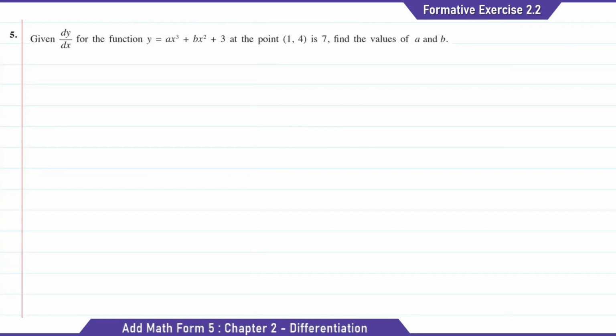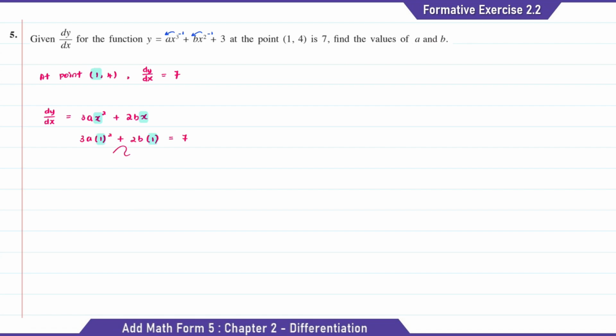Question number 5. Given dy/dx for the function y equal to ax cubed plus bx squared plus 3 at the point 1, 4 is 7. Find the value of a and b. So here the gradient of the tangent at the point 1, 4 is equal to 7. To get the value of 7, we need to substitute the x coordinate, which is 1, into the dy/dx. First, we're going to find the dy/dx. This is equal to 3ax squared plus 2bx. Next, substitute the x here with 1, then the answer is equal to 7.